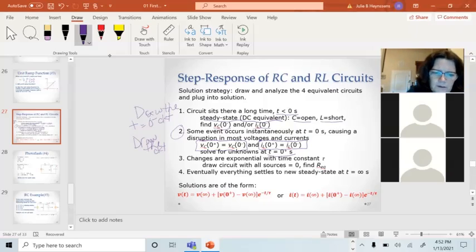to figure out the time constant. The important thing, yeah, the time constant, tau. What I need to do is I need to find the REQ that the capacitor.